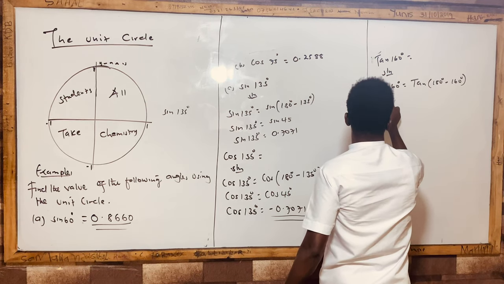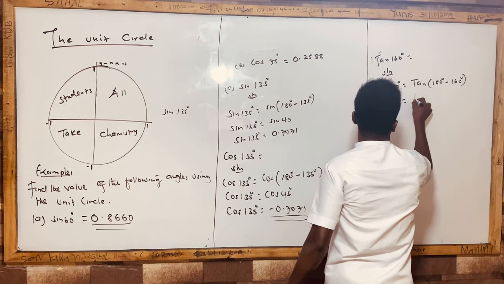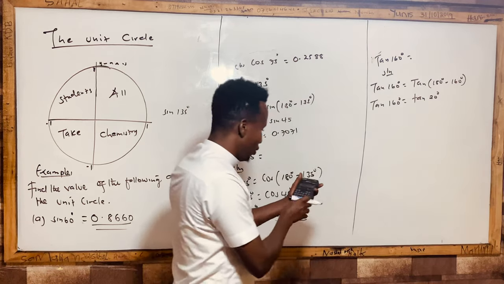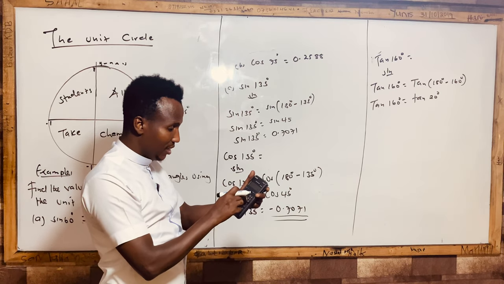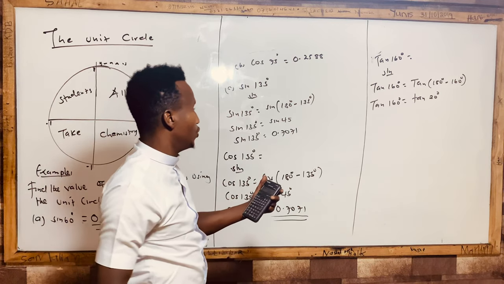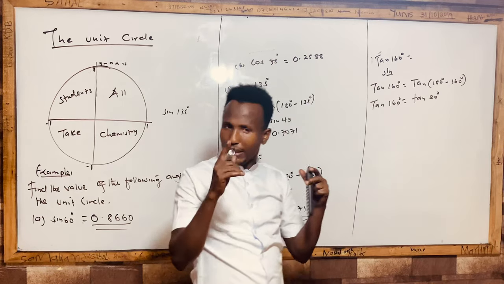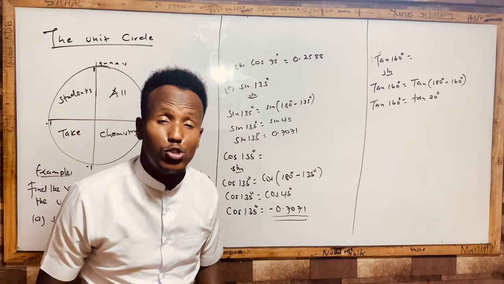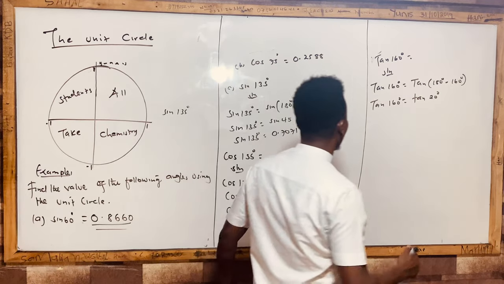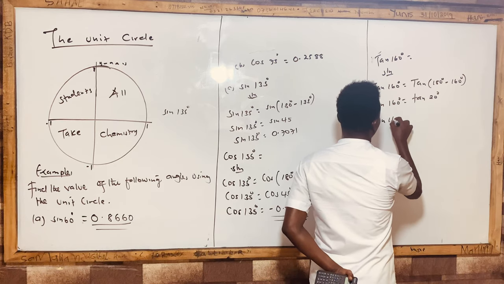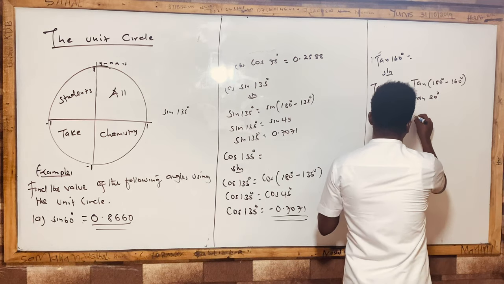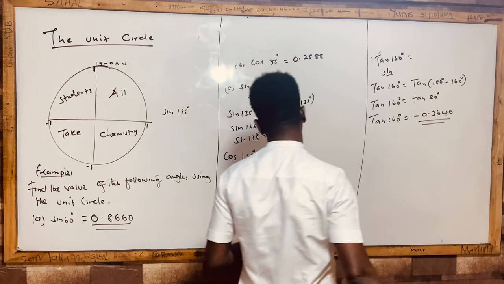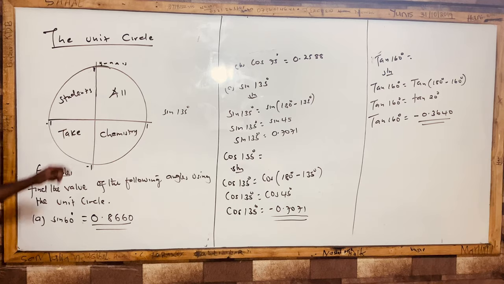So tan 160 degree is equal to tan 20. So I'll get the tan value of 20. So I'll say tan 20 gives me 0.3640. But remember, this value is negative, because in the second quadrant, tan is negative. So we're going to say tan 160 degree is equal to negative 0.3640. This is the final answer. We are still working in the second quadrant.